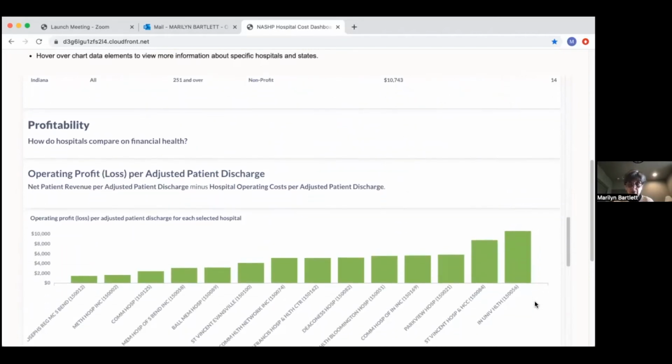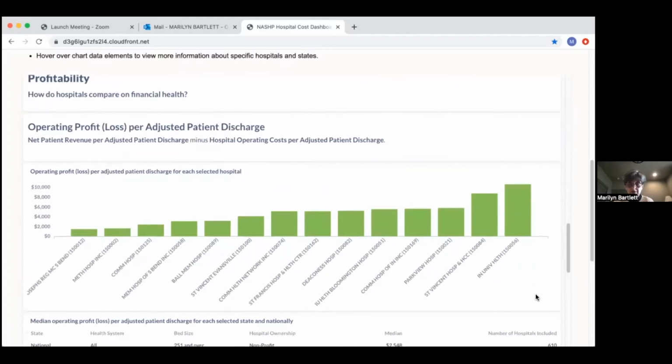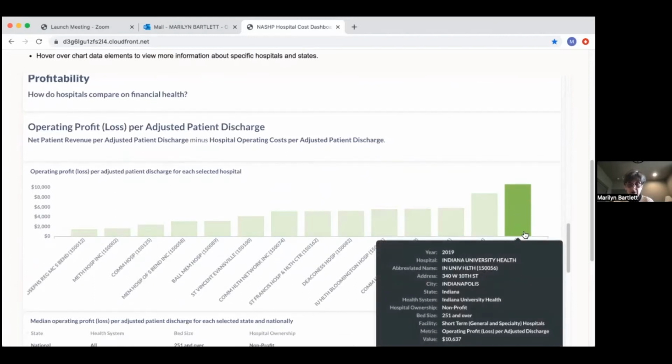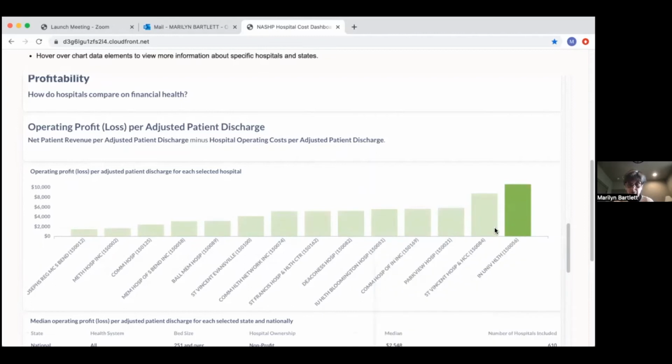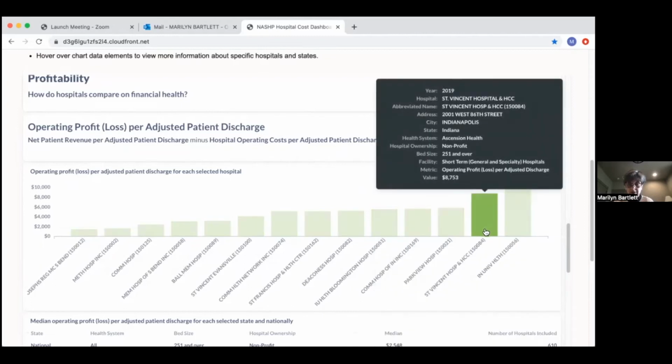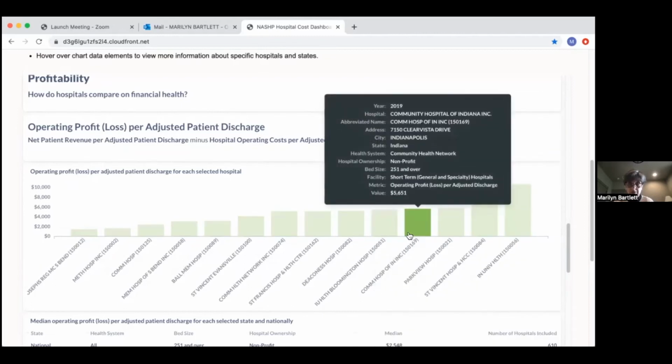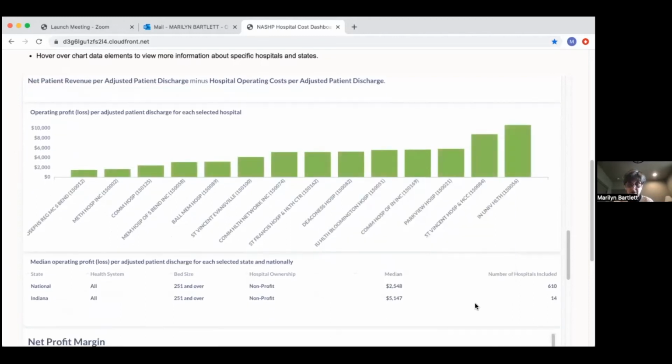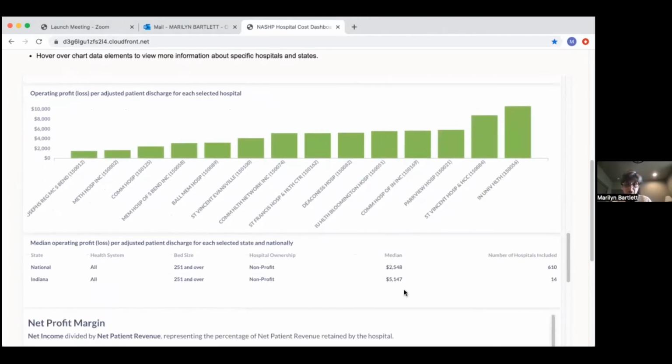Getting down to operating profit. Here we are with IU Health. This is 10,000 per adjusted discharge, down to St. Vincent's. You can look at the specific hospital. And it was interesting because you can look at now compared to the national median, Indiana is higher.